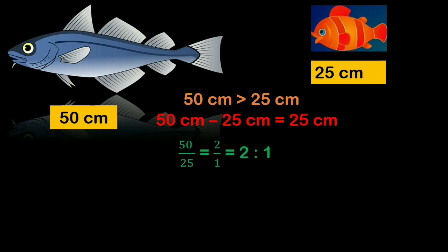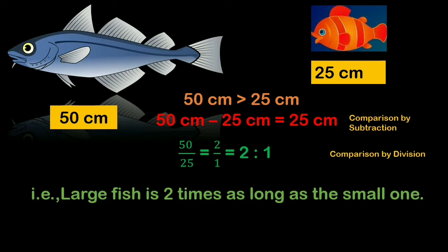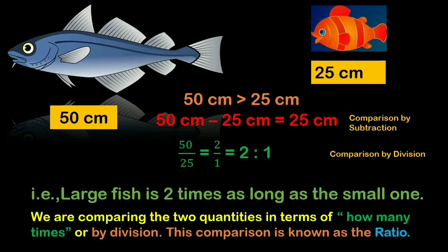We will divide 50 cm by 25 cm. Then we will get 2 because 50 is divisible by 25 two times. It means we can say that the large fish is 2 times as long as the small one. Now if we compare two objects of the same type by division, we call this comparison a ratio. We are comparing the two quantities in terms of how many times, or by division. This comparison is known as the ratio.